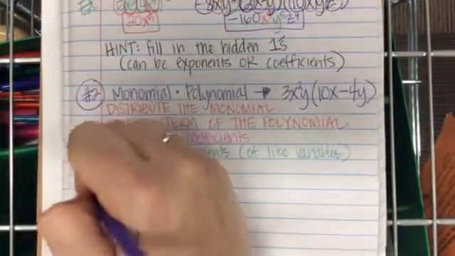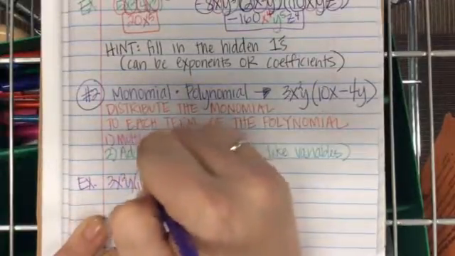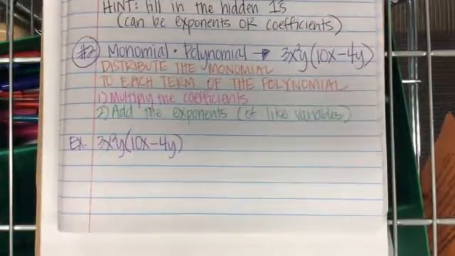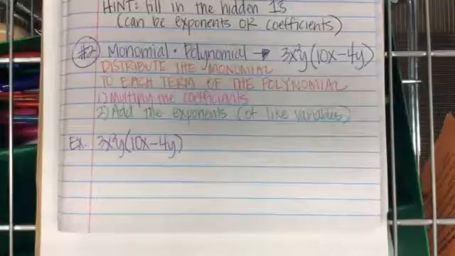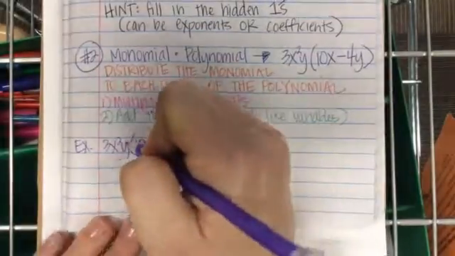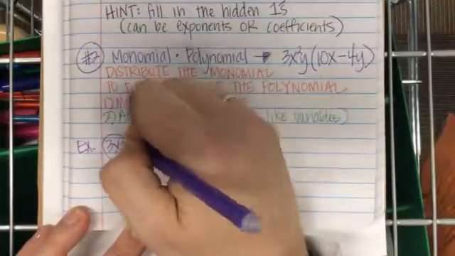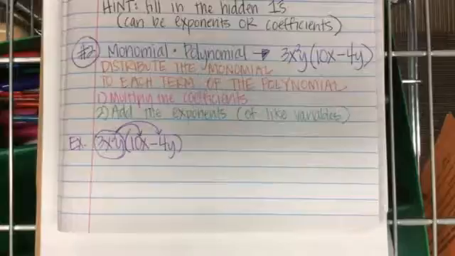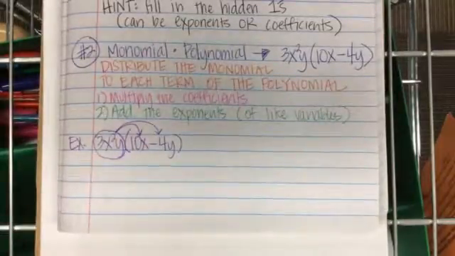So let's practice. 3x squared y times the quantity 10x minus 4y. So we're distributing, so that outside monomial gets distributed to the 10x, and it gets distributed to the, what's the second term? What's the second term of that binomial? Negative 4y, right? The negative belongs with the 4. Why?